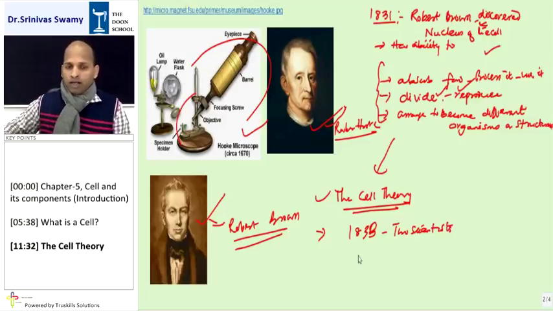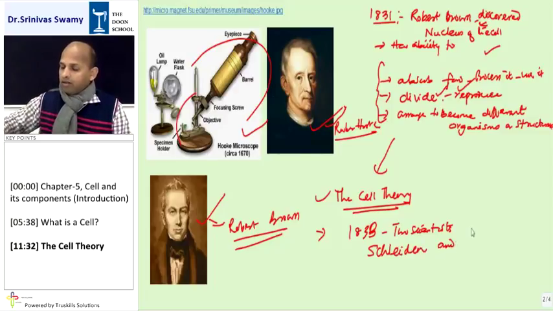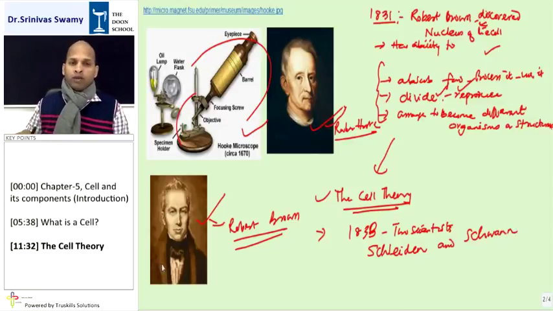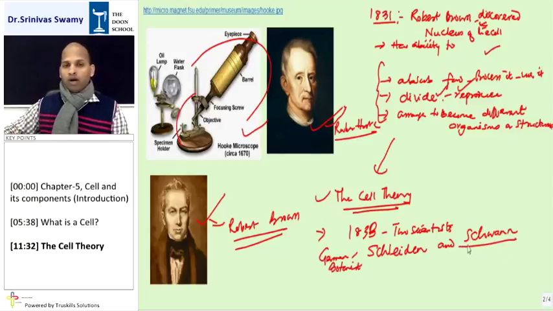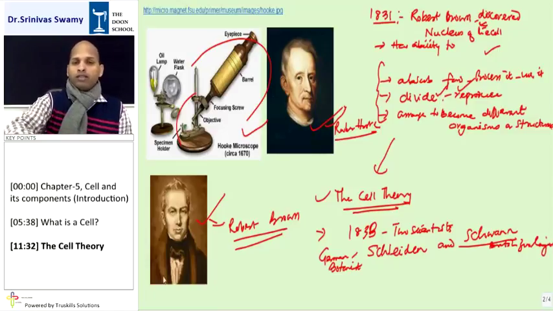So these 2 scientists are Schleiden and Schwann. Now pronunciation, it all depends on you, because spelling is what is more important. You can pronounce any way you like. So these 2 scientists were Matthias Schleiden and Theodor Schwann. Matthias Schleiden is a German botanist, and Theodor Schwann is a British zoologist. Okay, one is plant science, one is animal science, and how is it helpful.